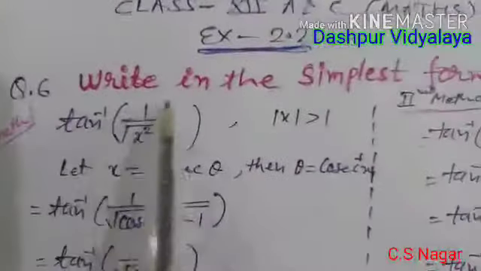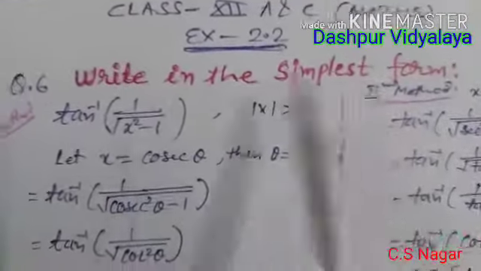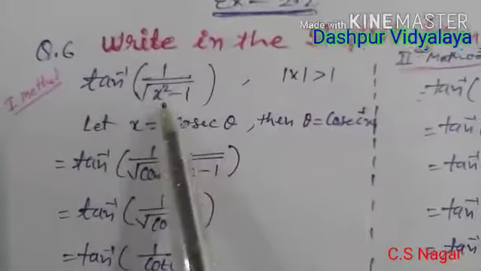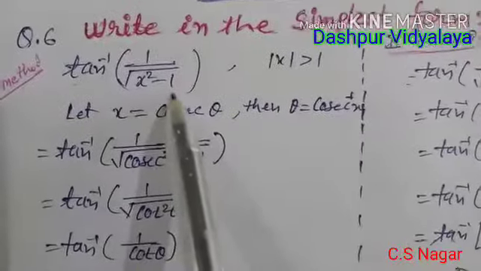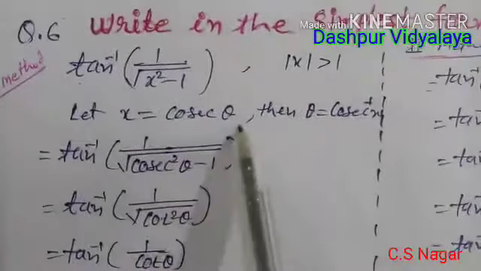So, let us start our question number 6. In question number 6, we have to write in simplest form, and our first question is tan inverse 1 upon under root x square minus 1. X square minus 1. So, let x is equal to, suppose, cosec theta.